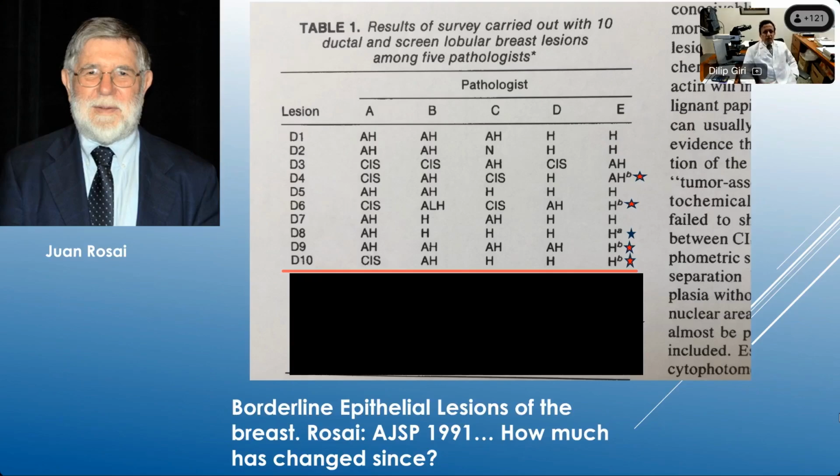And look here what is happening. There were cases, for example, the ones that are highlighted by these red stars, where pathologist A and C thought that it was DCIS, but there was a D pathologist who thought, and also E, who thought that this was benign hyperplasia or UDH. So when you look at all these cases, these leaders in pathology, they did not agree in many of these cases.